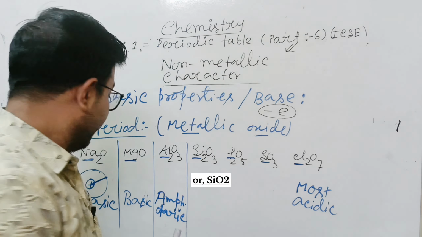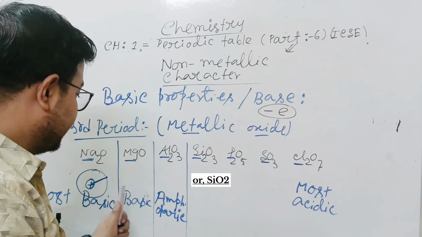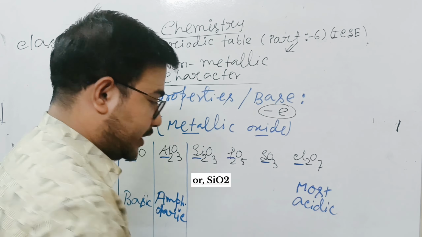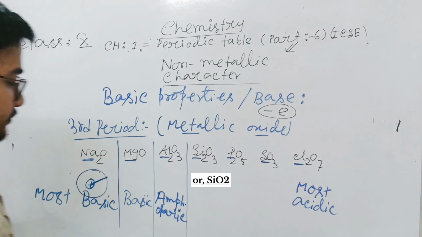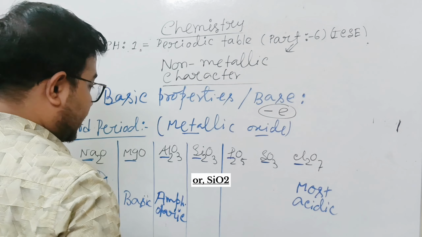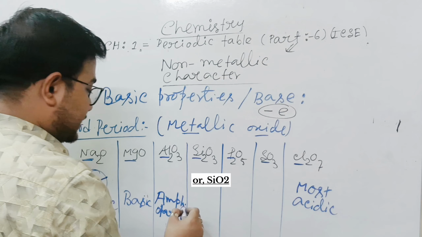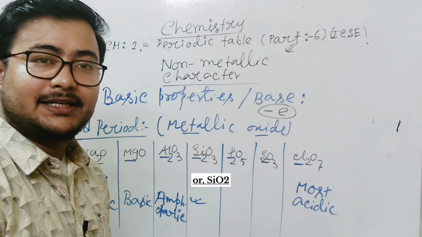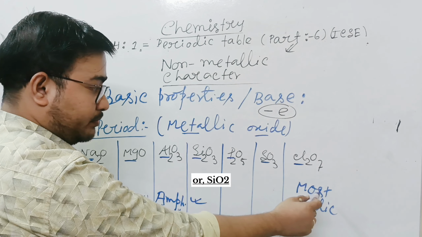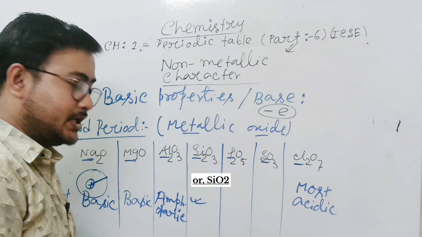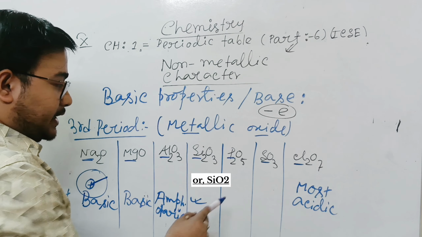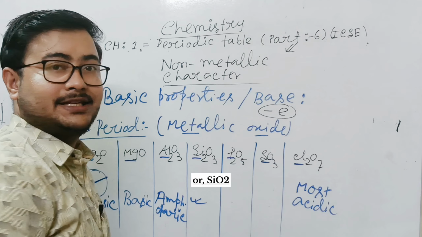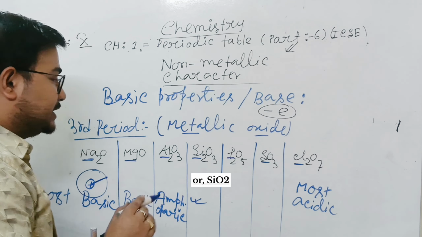Do you understand? So the most basic is amphoteric, and slowly it becomes most acidic. Now tell me what is about this 3. You can say it is weakly acidic, because acidic character increases as we move left to right. So it is weakly acidic, then more acidic, then most acidic. Do you understand? So this is the acidic character.